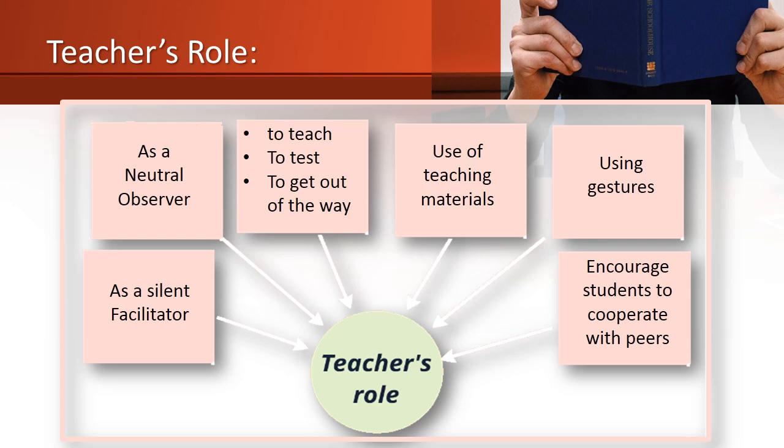As a neutral observer, as we previously discussed, he will not give any positive or negative remarks or anything else. The third role is that the task of the teacher is just to teach, to test, and to get out of the way. Besides that, the teacher will provide the class teaching material and how to use it. He will guide with gestures and hand movements. And the last one is to encourage students to cooperate with peers. This is a very important thing, because among themselves all the students will learn from each other.